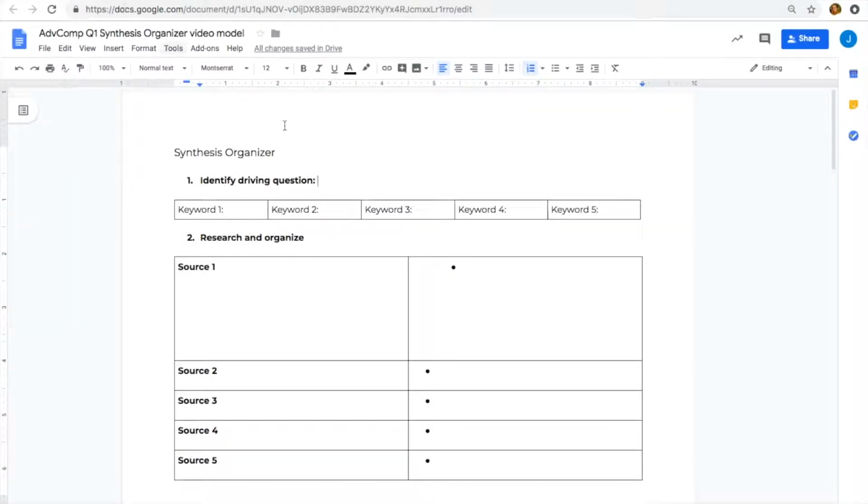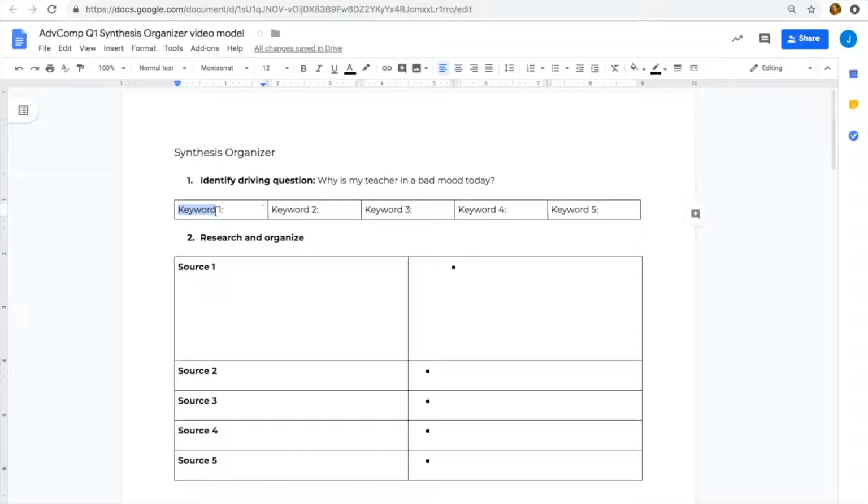First step to putting together your synthesis organizer is to identify your driving question. You should already have this from the assignment sheet, but for today's purposes, we're going to keep working off of the situation that we used to talk about inferences in class. And our driving question is going to be, why is my teacher in a bad mood today?